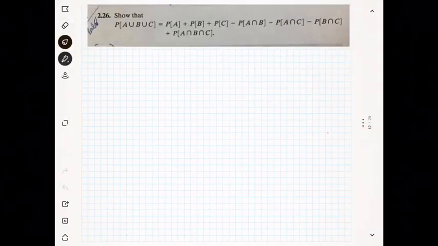Another problem: using the notion of set theory, you have to prove this, and this is homework for you. This is a very important problem. You can check it. Okay, next.